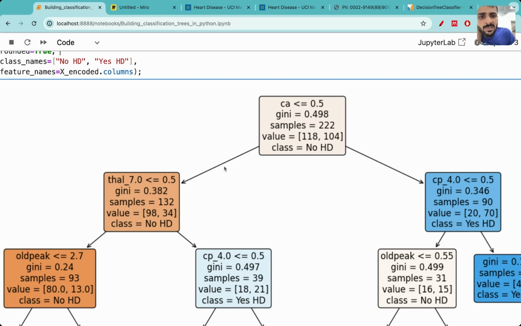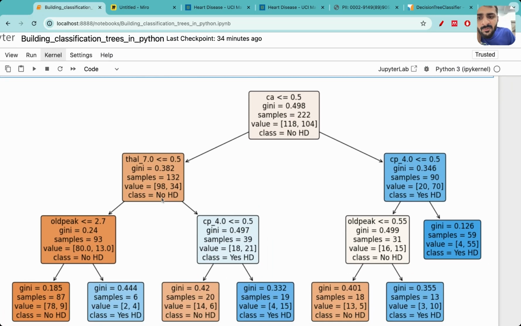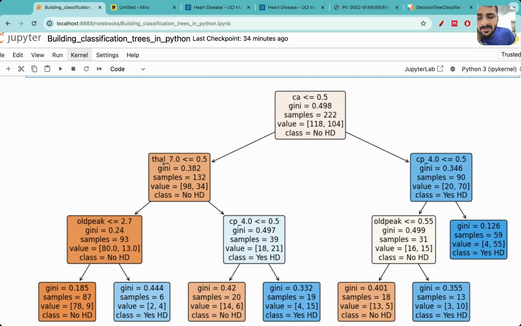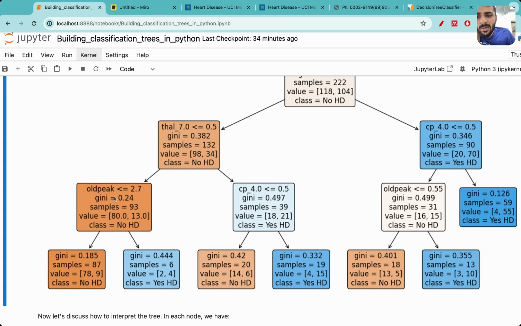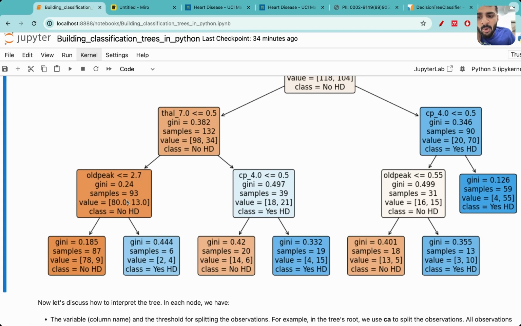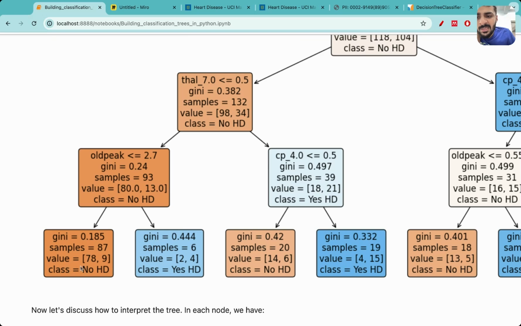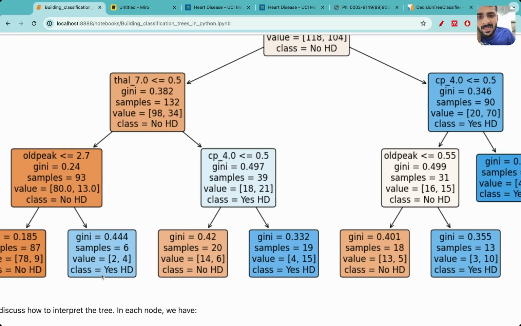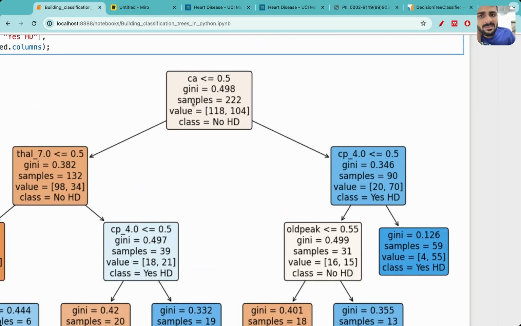So if the CA score is less than 0.5, we see the thallium score. If the thallium scan value is less than 0.5, then we look at the old peak value. If the old peak value is less than 2.7, we can say that the person does not have a heart disease. Let's go to the other side.